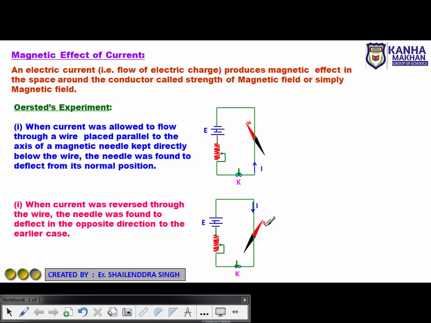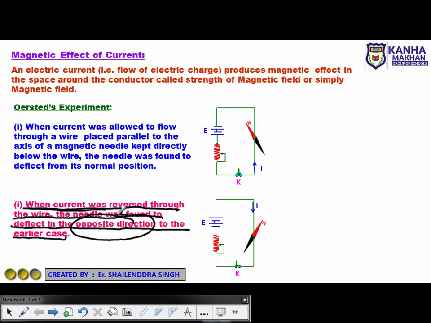Again I am repeating the statement: when current was reversed through the wire, the needle was found to deflect in the opposite direction to the earlier case. Here what is the difference? It is again deflected, but in the direction opposite to the previous condition. So it is just the Oersted experiment by which we can say that if a current carrying conductor is placed near a magnetic needle, it gets deflected. Why? Because a magnetic field must be set up around it.